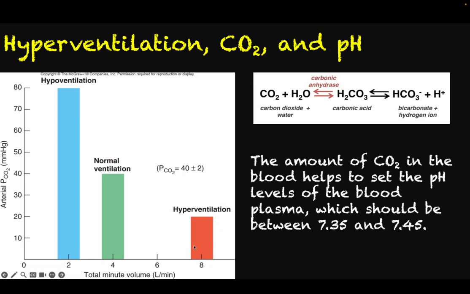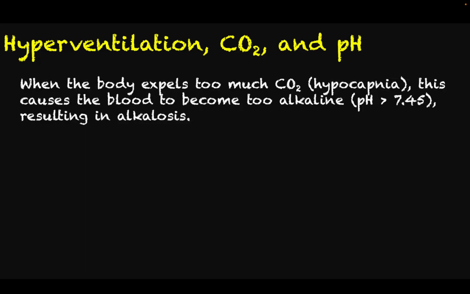But with hyperventilation, which is what we're talking about here, if you're breathing too much, then you're getting rid of too much carbon dioxide. Your PCO2 maybe drops to about 20 millimeters mercury, and you get the opposite problem. You're not forming enough carbonic acid, and the absence of the acid will actually shift the pH balance towards the alkaline side, and you'll end up with a pH that's too high, which is called alkalosis. So again, when the body expels too much carbon dioxide, which is called hypocapnia, this causes the blood to become too alkaline, which results in alkalosis.